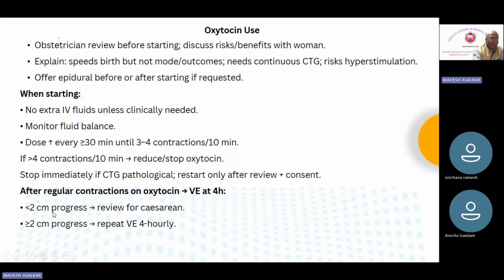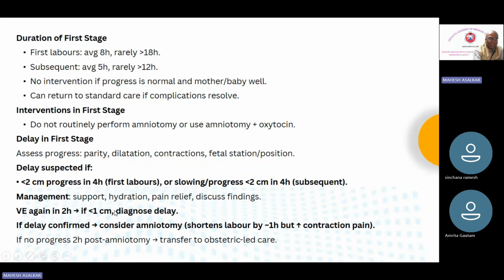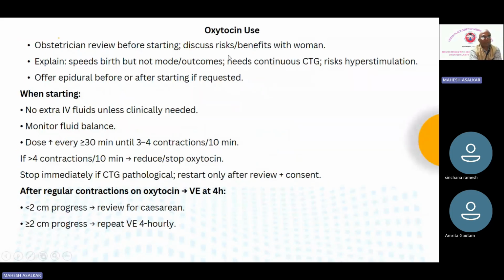Okay, so after 2 hours, less than 2 centimeter progress, review for cesarean. More than 2 centimeter progress, repeat vaginal examination in 4 hours. Okay, so here, diagnose suspect delay after 4 hours of examination. Next 2 hours, diagnose delay. Then you do the amniotomy. Okay. If no progress 2 hours post amniotomy, consider transfer to obstetric-led care or review for oxytocin. Okay. Once this oxytocin is started, then the next PV will be after 4 hours.